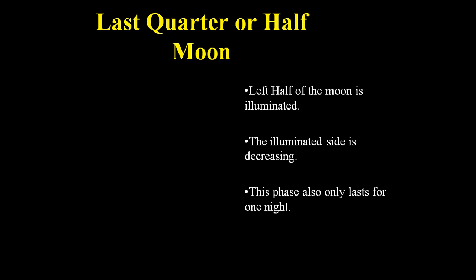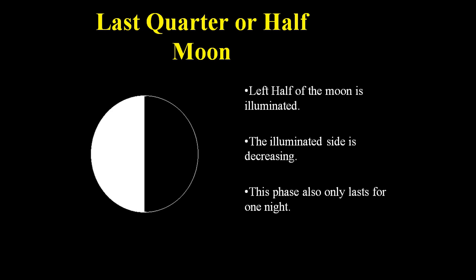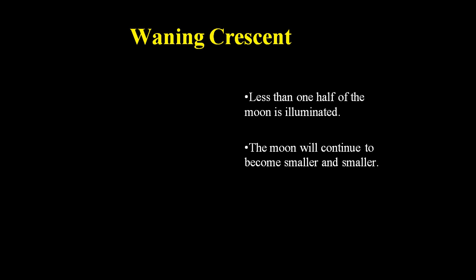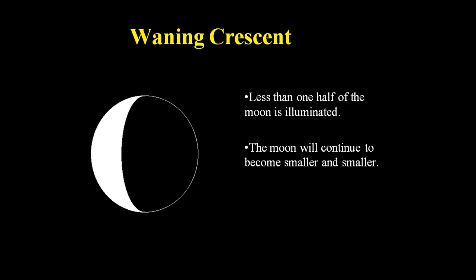Last quarter or half moon. Left half of the moon is illuminated. The illuminated side is decreasing. This phase also only lasts for one night. Last quarter or half moon. Waning crescent. Less than one half of the moon is illuminated. The moon will continue to become smaller and smaller. Waning crescent.